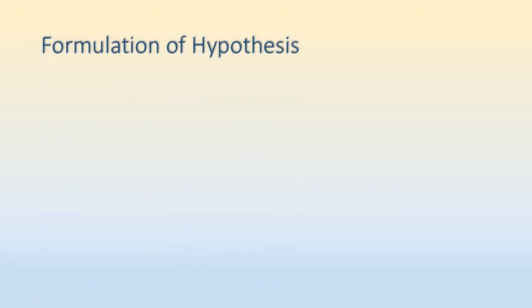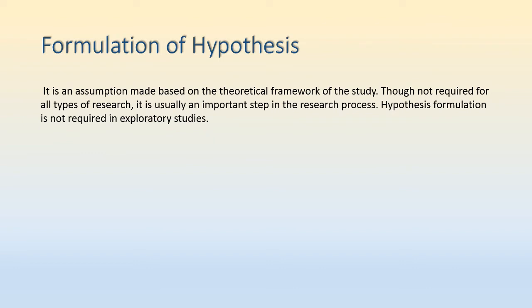Another step in the research process is the formulation of hypothesis. Once we have done the review of literature, now the hypothesis has to be formulated. The hypothesis gives the direction to the research. It is an assumption made based on the theoretical framework of the study. Though not required for all types of research, it is usually an important step in the research process. The hypothesis can be in several forms, like if-then predictions or just a declarative statement.